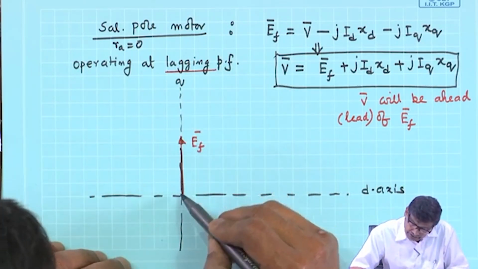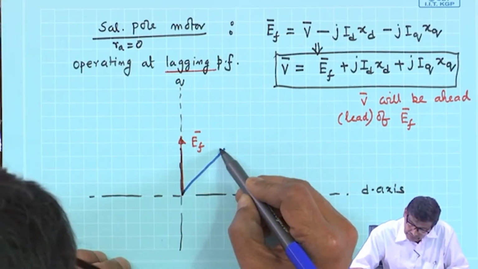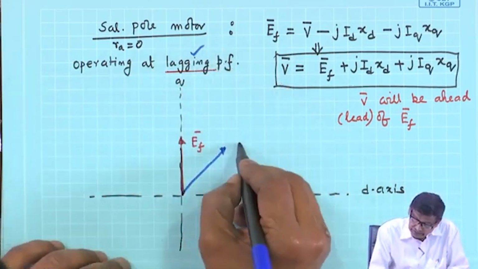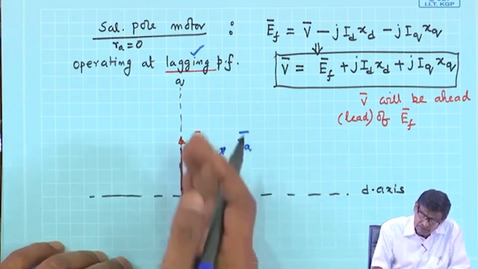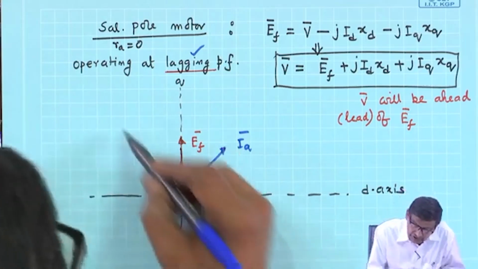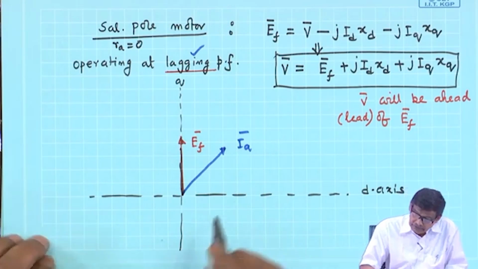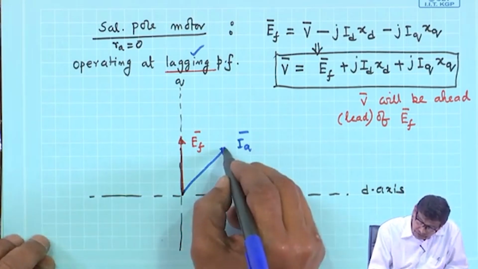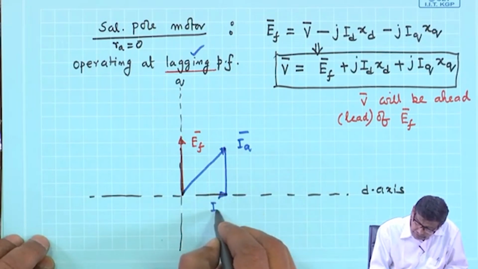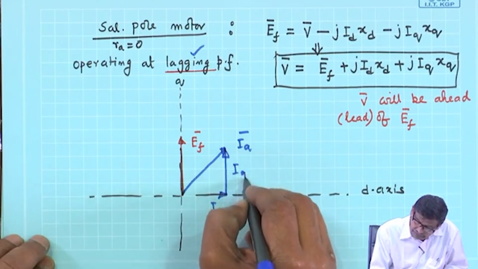So, I will then draw the armature current. Because of lagging power factor, I draw it here. At the end, where do I expect V will lie? V will be ahead of EF, it must come here. If it has not come, then I have made a mistake, that is the idea. So, this is IA. First I find out its direct and quadrature axis components, ID and IQ.